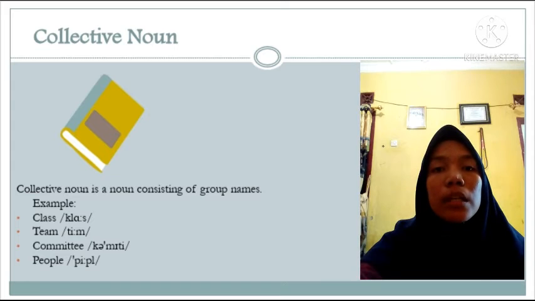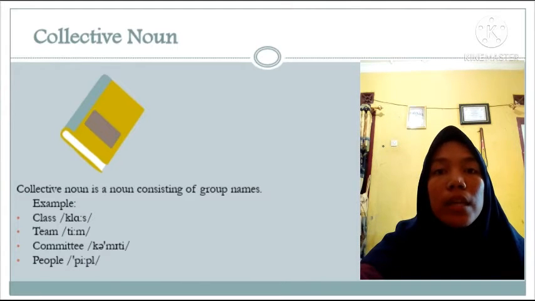The fourth, collective noun. A collective noun is a noun consisting of group names. For example, class, team, community, and people.